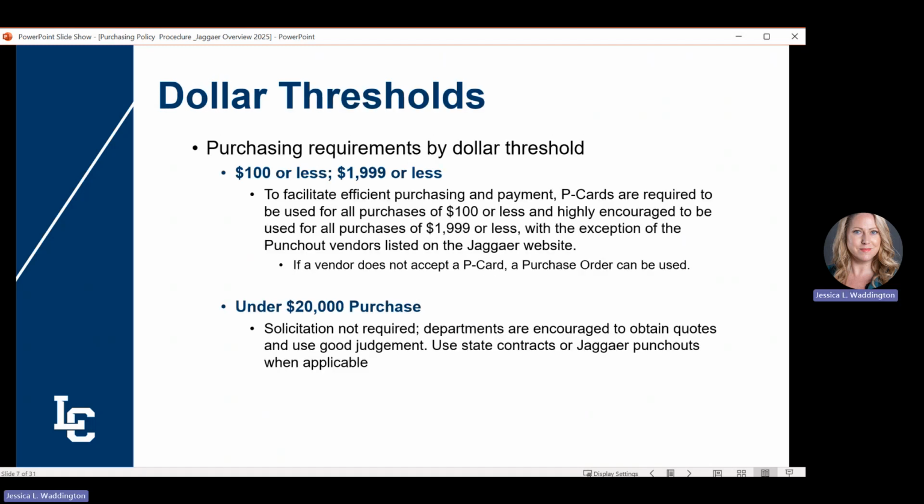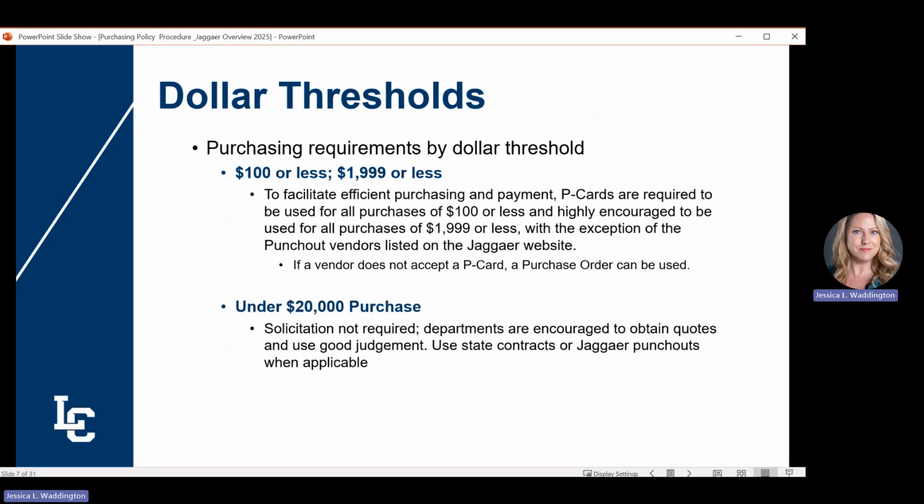Purchasing at LC State is governed by different dollar thresholds. The purchasing requirements by dollar threshold are $100 or less, or $1,999.99 or less. To facilitate efficient purchasing and payment, P-cards are required to be used for all purchases of $100 or less, and they're highly encouraged to be used for all purchases of $1,999.99 or less. The exception being the punch-out vendors listed on our Jagger website.